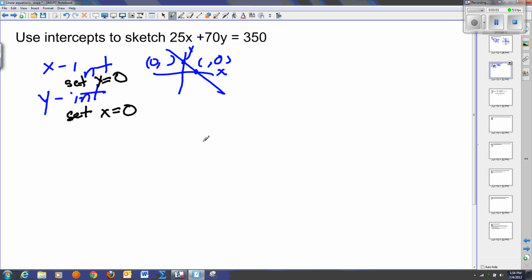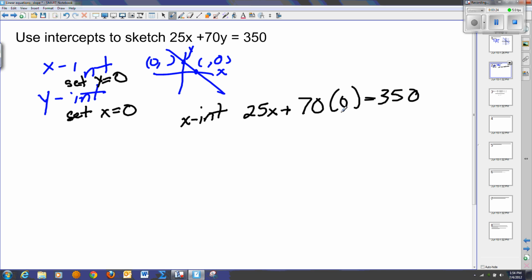So getting to this equation now, if I want to find my x-intercept, I'll simply set y equal to 0. So I have 25x plus 70 times 0, since y is equal to 0, and that's equal to 350. All right, 25x equals 350, and that gives me x equal to 14.